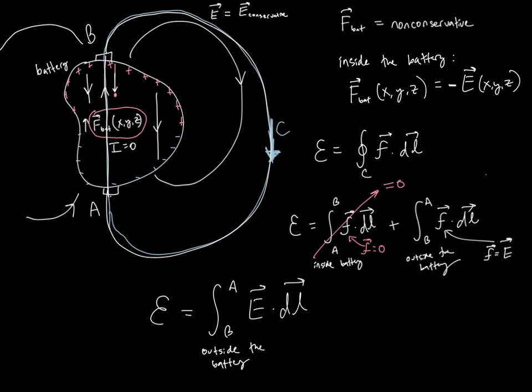And we recognize this as the potential difference V sub BA, which can also be written as the electric potential at point B minus the electric potential at point A. This is the voltage across the terminals of the battery. So let's sum up what we just found.